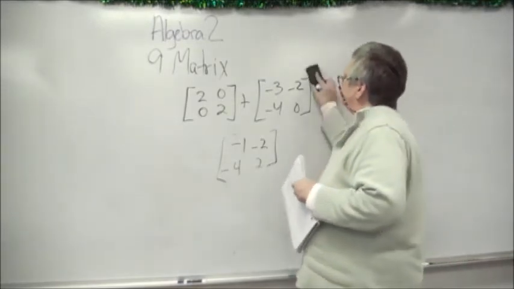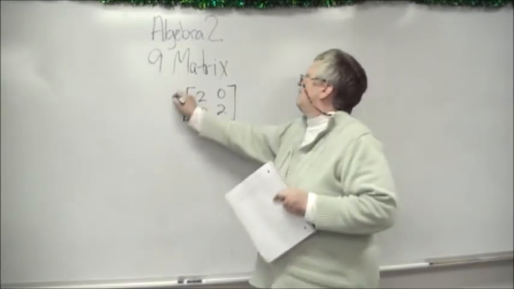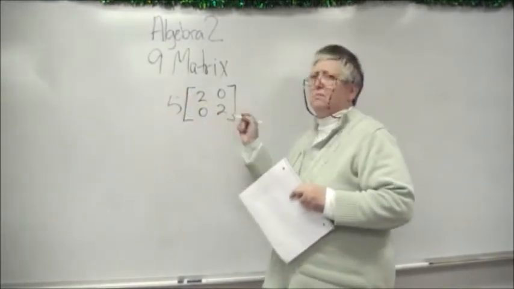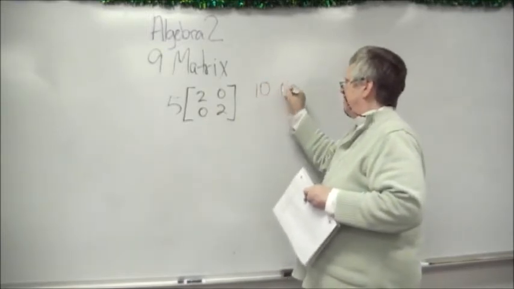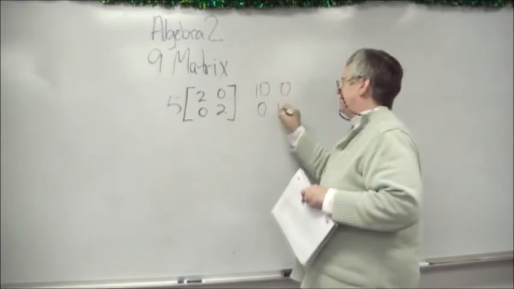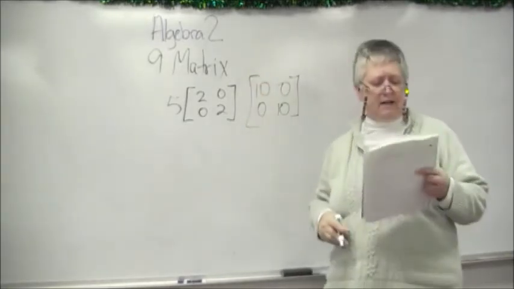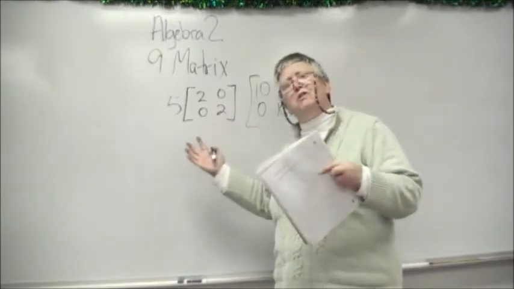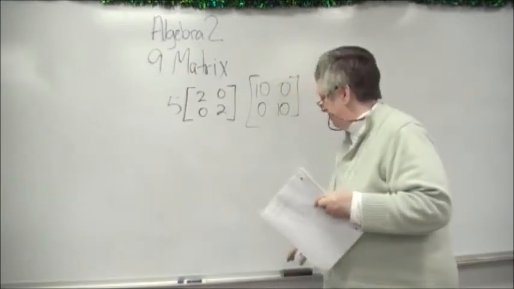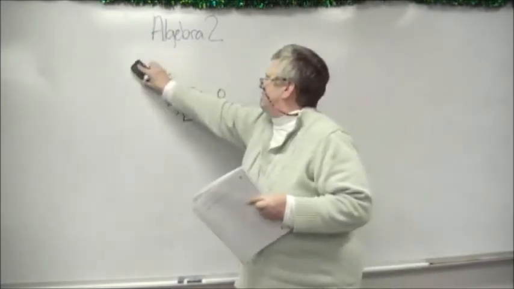If you had to multiply, let's say we had 5 in front of this one. All you're doing is multiplying each number by 5. 5 times 2 is 10, 5 times 0 is 0, 5 times 0 is 0, and so on. So that was just multiplying those things. We won't dwell too much on that one, but there are a couple of matrix problems, and you've got to know how to use whichever calculator you're using.